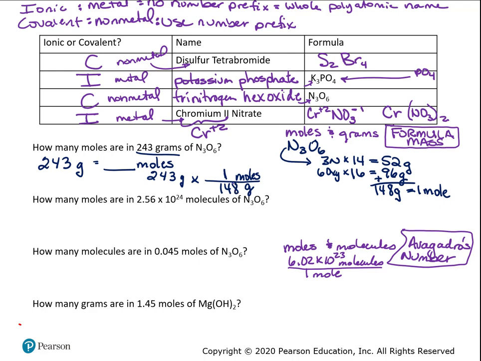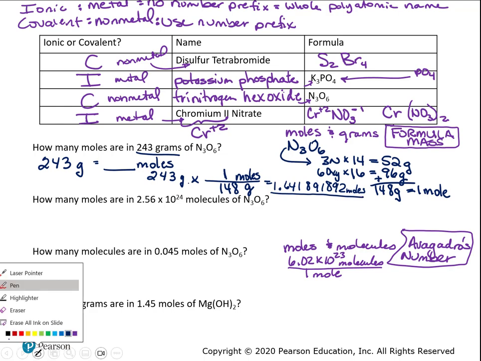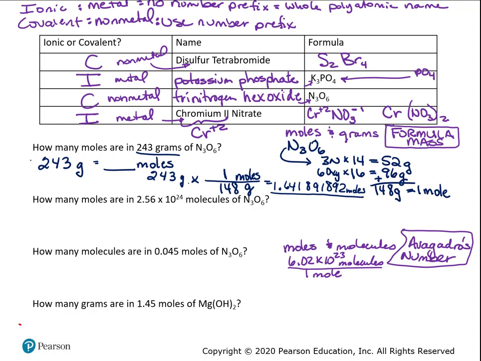So now I just take the calculator and I'm going to say 243 and divide it by 148. I'm going to get 1.641891892 moles. Did everybody get that? That's way too exact, right? But that's just all the digits on the calculator all the way across. So I have to go back to my measured number. How many significant figures in my measured number? 3. The 2, the 4, and the 3.